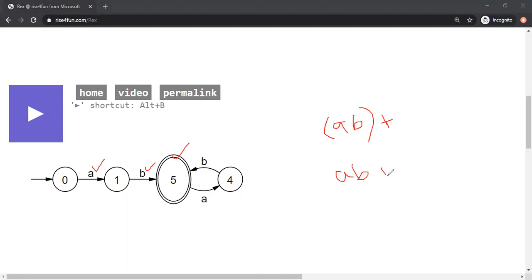But the question now is, what about A, B, B? With AB, we know we reach state 5. Although at state 5 we have two ovals, now we have an extra B. What shall we do with this B? We look at the outgoing transitions from state 5. There's only one outgoing transition, to state 4 using the label A. But the label we have is B.